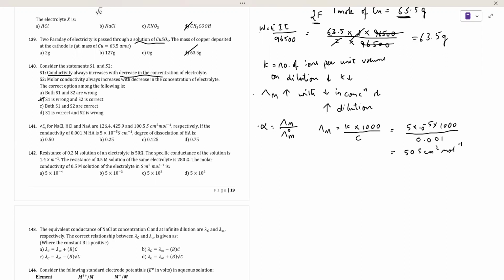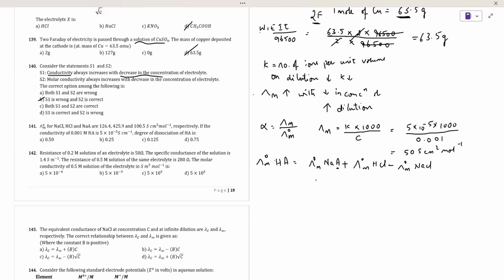Now in order to determine alpha, we have got lambda m, and we should determine lambda m naught, which is nothing but limiting molar conductance. So how do we determine it? Since they have given the molar conductance at infinite dilution of strong electrolytes, for the weak electrolyte HA we can determine limiting molar conductance by Kohlrausch law. So lambda m naught of HA can be determined by the summation of lambda m naught of NaA, because from NaA you get the contribution of A, plus lambda m naught of HCl, because you require H plus, and we don't require Cl and sodium, so subtract lambda m naught of NaCl.